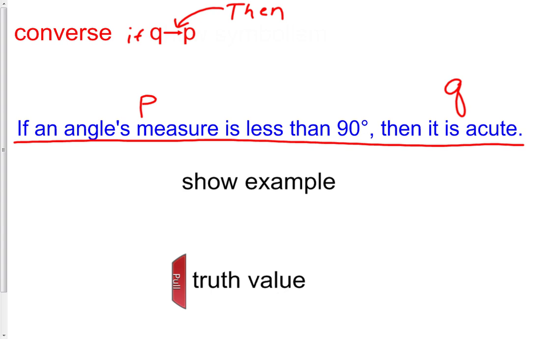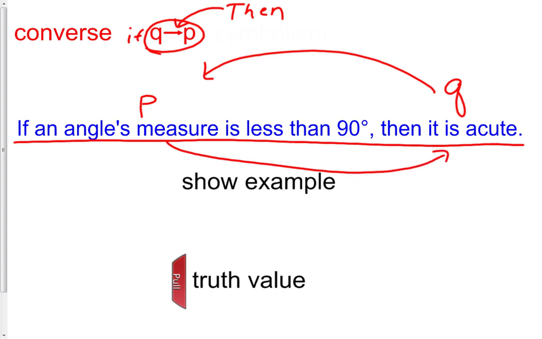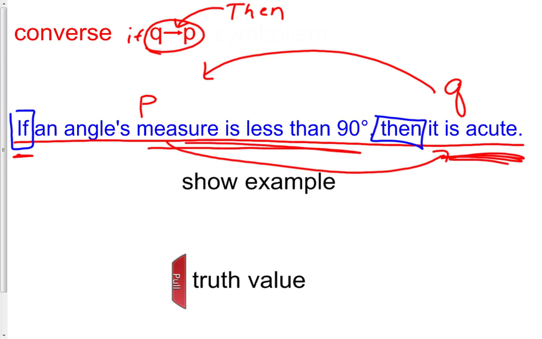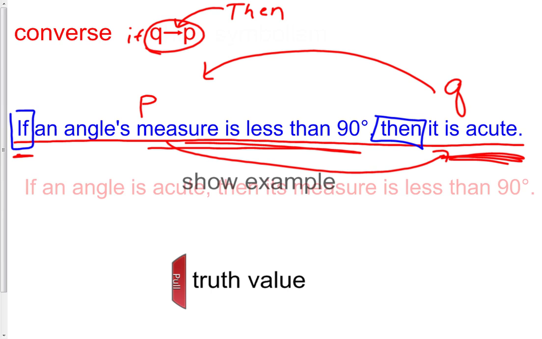So what the converse is, we're going to switch this around. So Q is going to come first, and the P is going to come after. So we'll keep if right where it is. We'll keep then right where it is. And then we're just going to switch around the hypothesis and conclusion. So here it is. It's going to be, if an angle's measure is acute, then its measure is less than 90 degrees. And that's what you're going to write down on your notes.